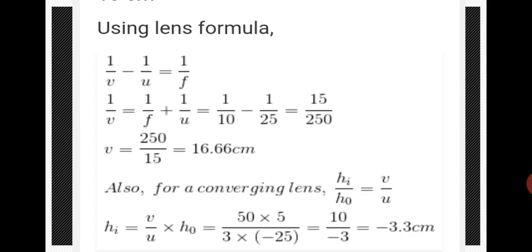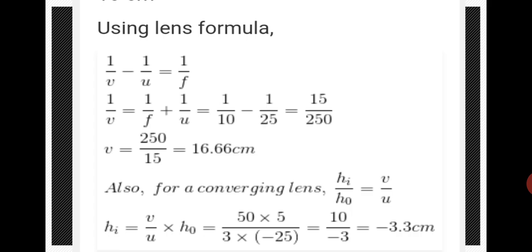And the next data to be determined is the height of the image, which can be determined using the magnification formula, hi by ho is equal to v by u. Hi is the height of the image, ho is the height of the object, v is the image distance, and u is the object distance. So simply substitute the data in the given formula and find out hi, the height of the image, which is obtained as minus 3.3 centimeter.